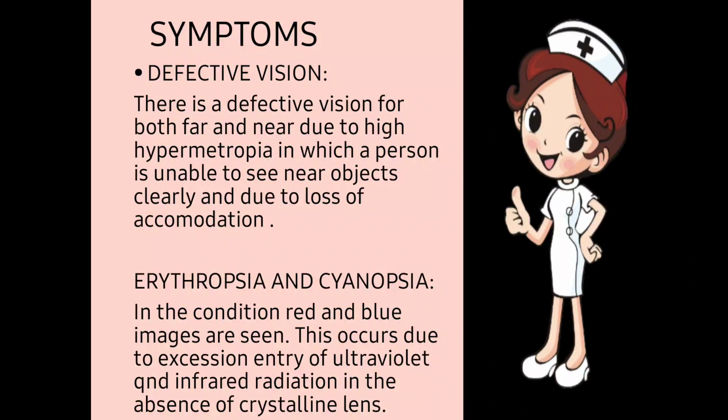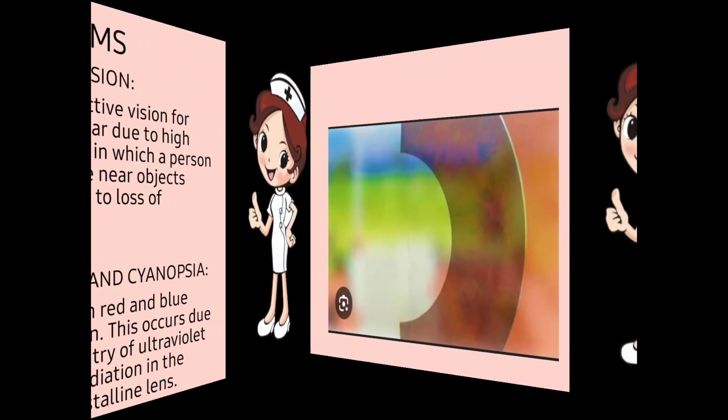Next one is erythropsia and cyanopsia. In this condition the red and blue images are seen by the person suffering from aphakia. This occurs due to excessive entry of ultraviolet and infrared radiations in the absence of the crystalline lens. Now in the eye there is no crystalline lens to control the light and focus the image on the retina.